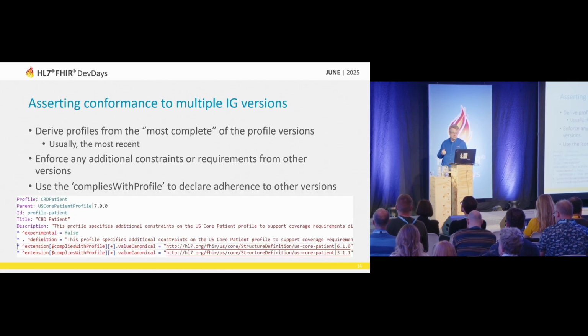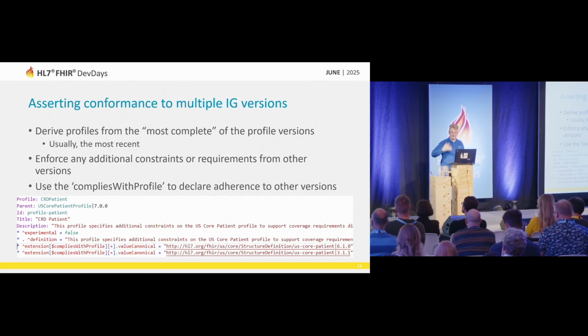The other thing that we needed to do is we needed to derive our profiles. Now, with profiles, you can only have one parent. So we can't say that our Da Vinci organization is a specialization of version 7 and 6.1 and 3.1.1. We have to pick one. And so we picked the newest, which is 7.